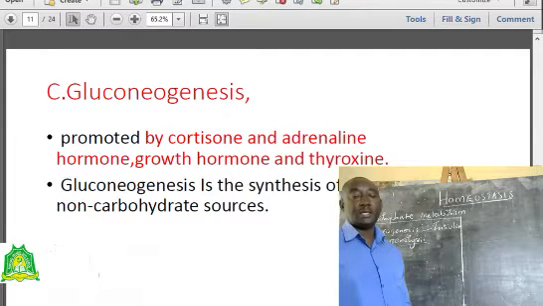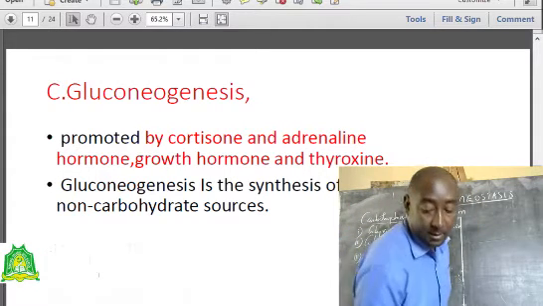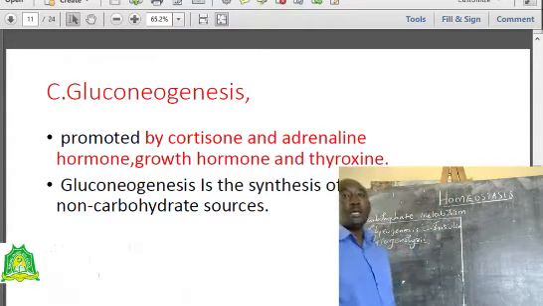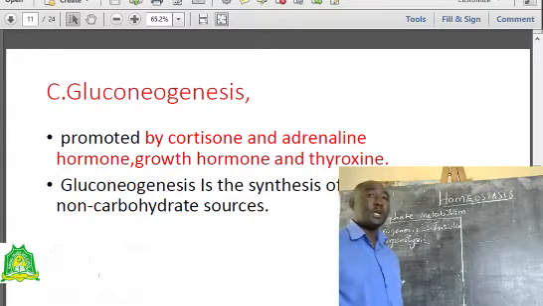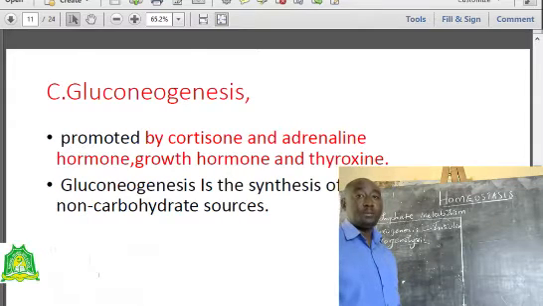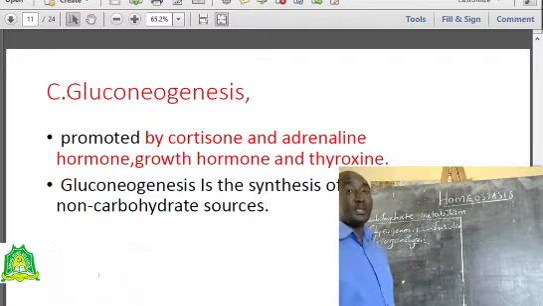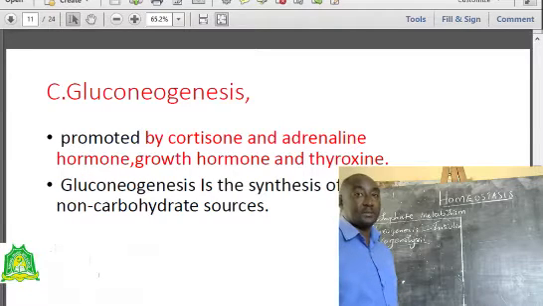And we discussed and said that the set point for sugar in the blood is 90 milligrams per 100 centimeter cubed of blood. Then we went ahead to look at what if the sugar level goes above 90 milligrams per 100 centimeter cubed. In that case, we said the condition of the body becomes hyperglycemia. Hyper means it is up above the set point, which is 90 milligrams per 100 centimeter cubed.